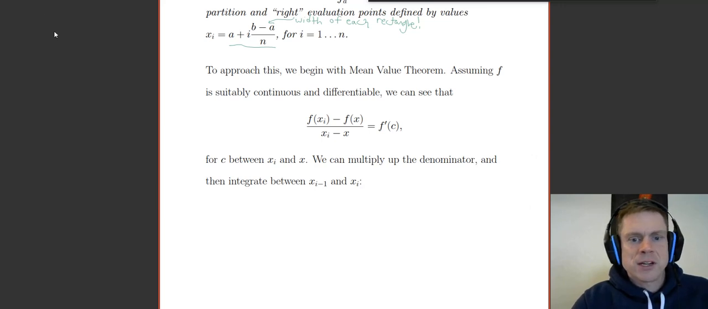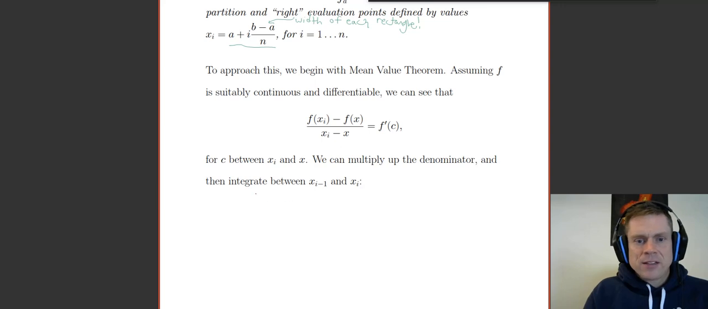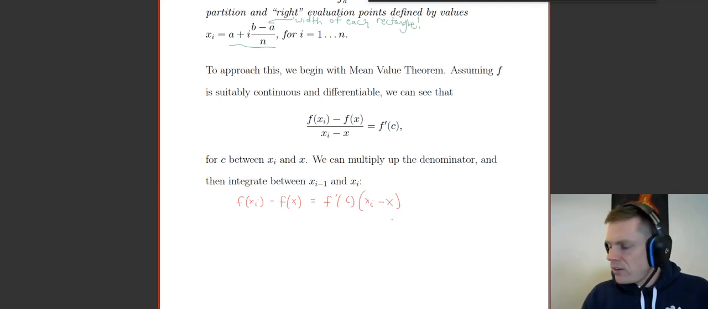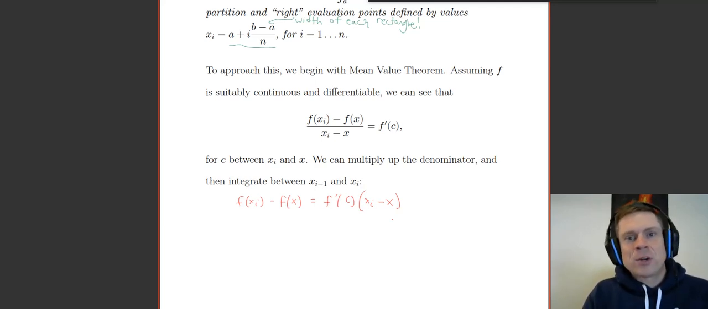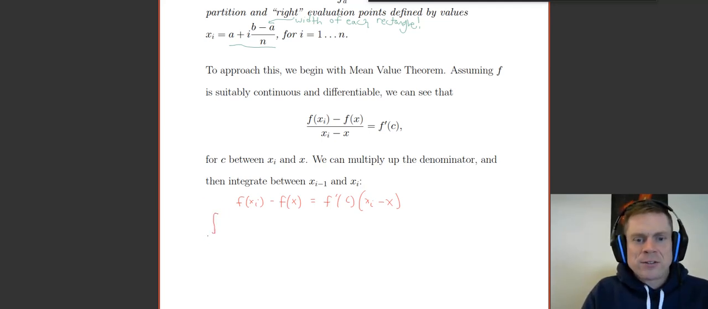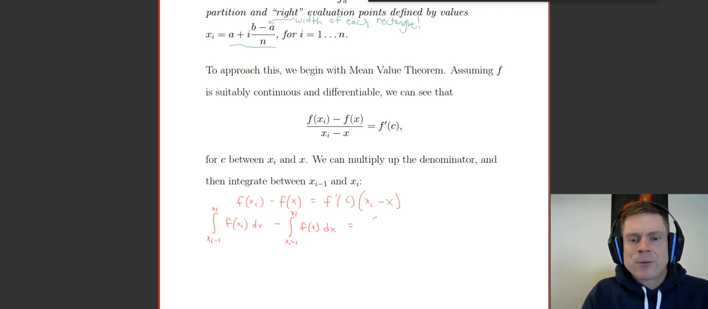Let's do what I said, and I'll change to my red marker here. We get f of x_i minus f of x equals f prime at c times (x_i minus x). And we're going to integrate between x_{i-1} and x_i. I'm going to integrate each one of those terms. That gives me the integral from x_{i-1} to x_i of f of x_i dx, and then the integral from x_{i-1} to x_i of f of x dx. And on the right, we have the same sort of thing.